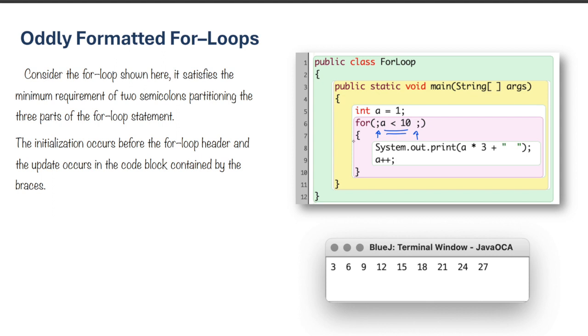And here you can see we initialized our variable before the for loop, a equals 1. And then we had the terminating condition in the for loop header in between the 2 semicolons. If those semicolons are missing, it will not compile. You need them both there. And then we have the update clause in the body or the block of the for loop. And this for loop works and it prints out what you see here. So all 3 parts are necessary, but they don't have to be in the header. But those 2 semicolons are necessary.